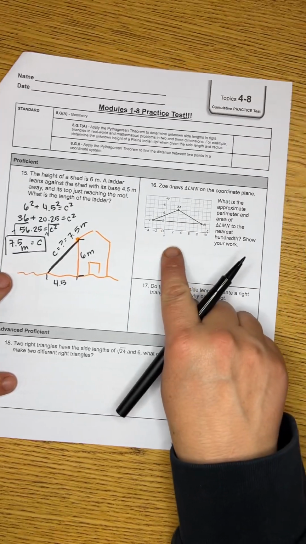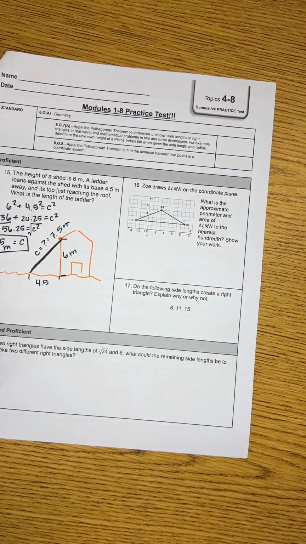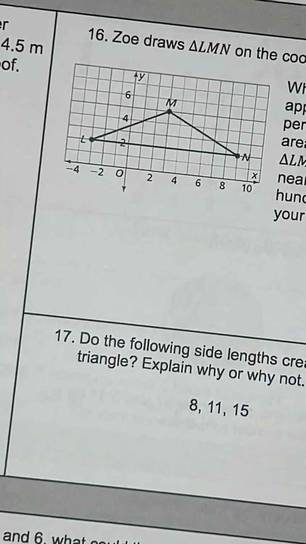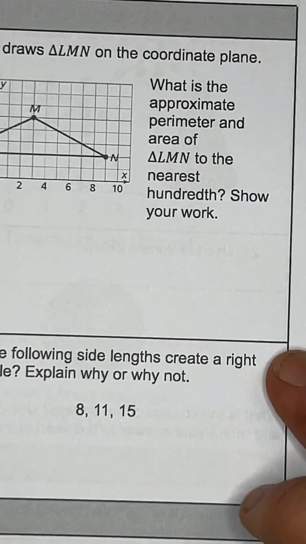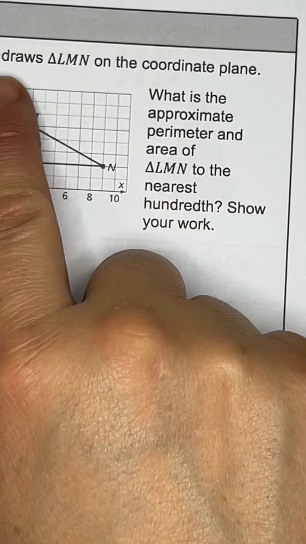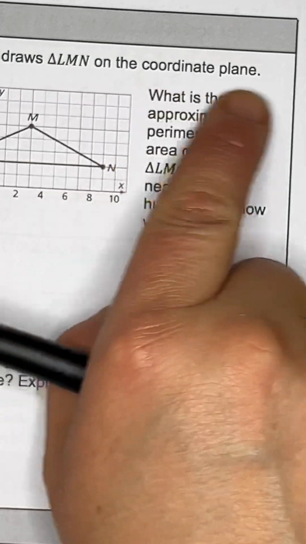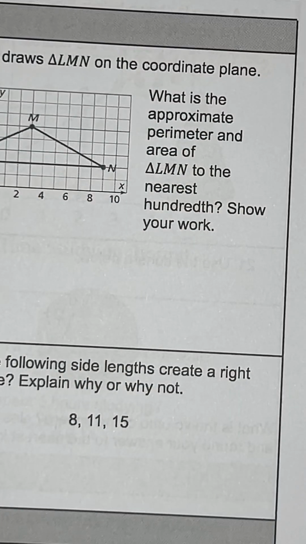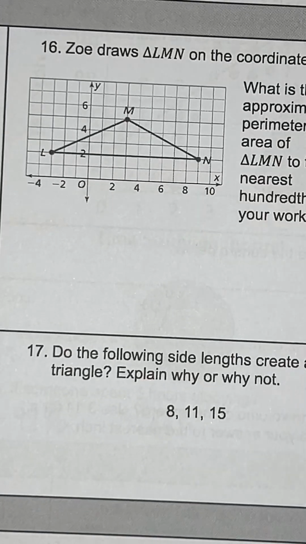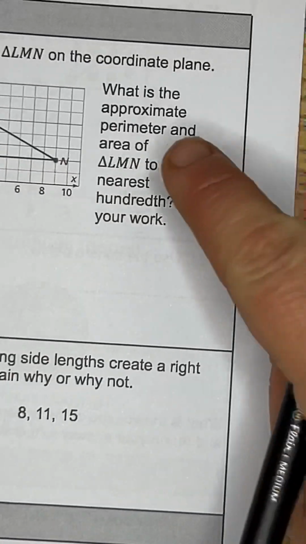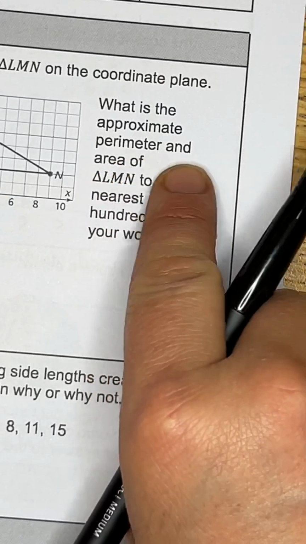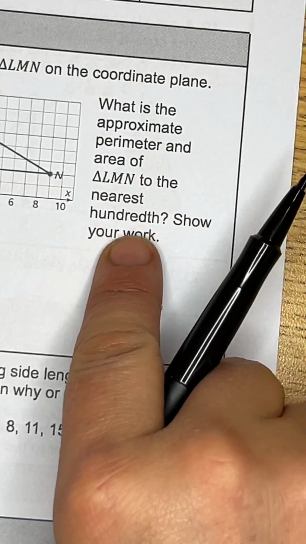This next problem was actually a problem on a test, so you might see something similar on your final, so just be aware. Zoe draws LMN on the coordinate plane. The question that we had on our test is similar. We had to find the perimeter of this, but we can also find the area. What is the approximate perimeter and area of LMN to the nearest hundredth?